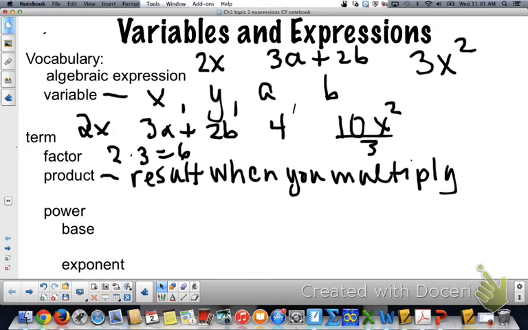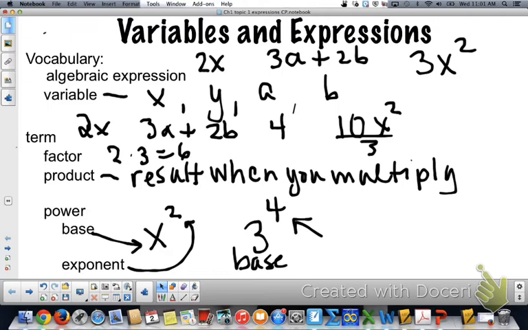Okay, power, base, exponent. So a power is when you have a base raised to an exponent. A base is like x, okay? The exponent is the squared piece, okay? And that's a power, also called a power. So something like x squared, base is x, exponent is 2. If you have something like 3 to the 4th power, 3 is your base and 4 is your exponent.